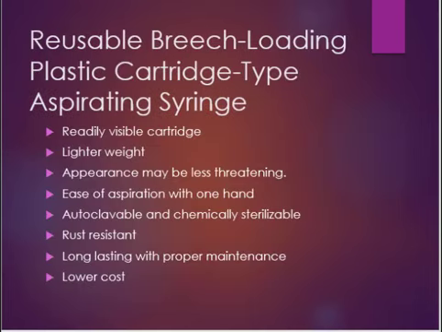The next one is a reusable breech-loading plastic cartridge type aspirating syringe. The advantages of this one is that it's readily visible. It has a readily visible cartridge. It is lighter weight, it is plastic. The appearance of it may be less threatening to patients, and it does have ease of aspiration with one hand. The other cool thing is that it is autoclavable and chemically sterilizable as well. It is rust resistant, long lasting with proper maintenance, and it is a lower cost with the plastic.